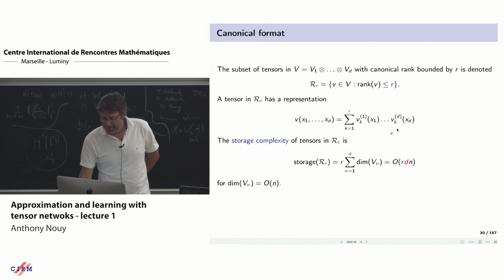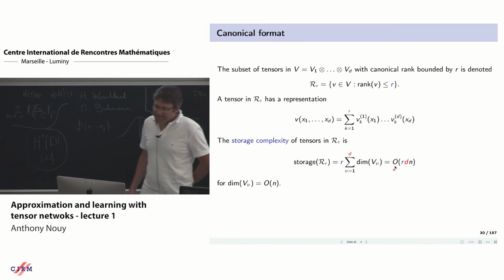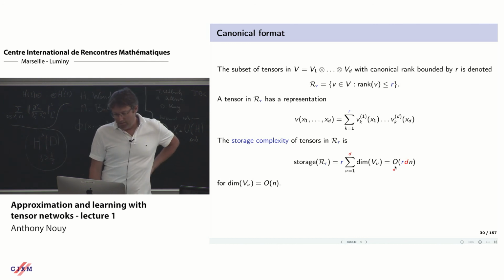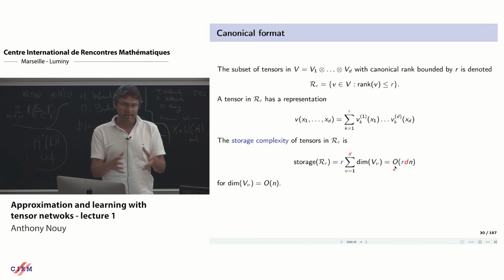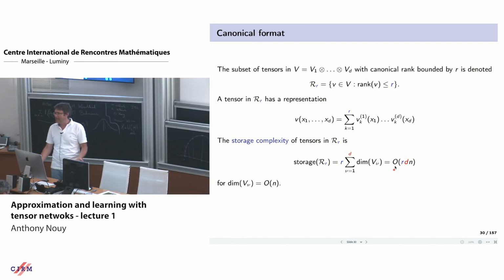And what is the complexity of storing this? It's the sum of the complexity of storing each of these factors, and it will depend on the dimension of the individual spaces, V1, V2, and so on. So you have R times the sum of the dimensions of the spaces. So essentially, it will be linear in the dimension. And this is why this kind of format for approximation purposes has attracted a lot of attention, because it allows you to manipulate an object in high dimension with a storage complexity which does not present the curse of dimensionality. Okay? It's just linear in the number of dimensions.